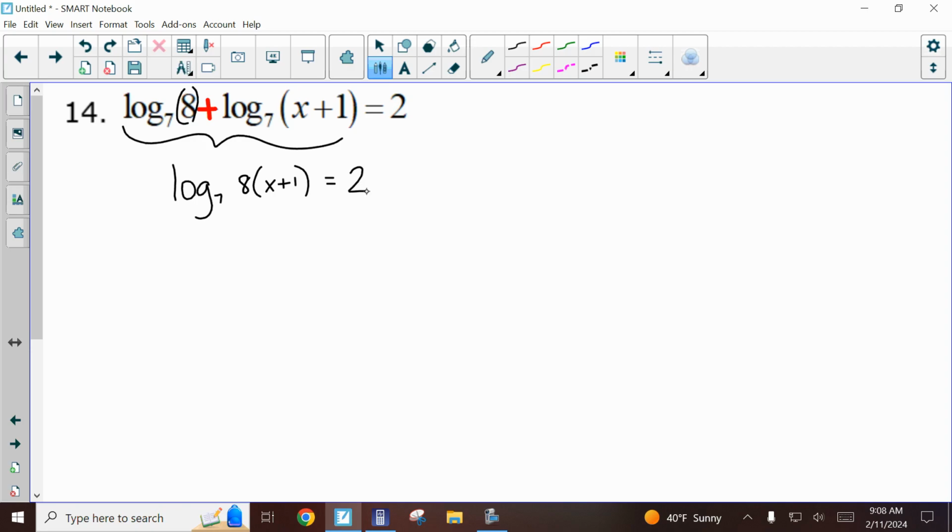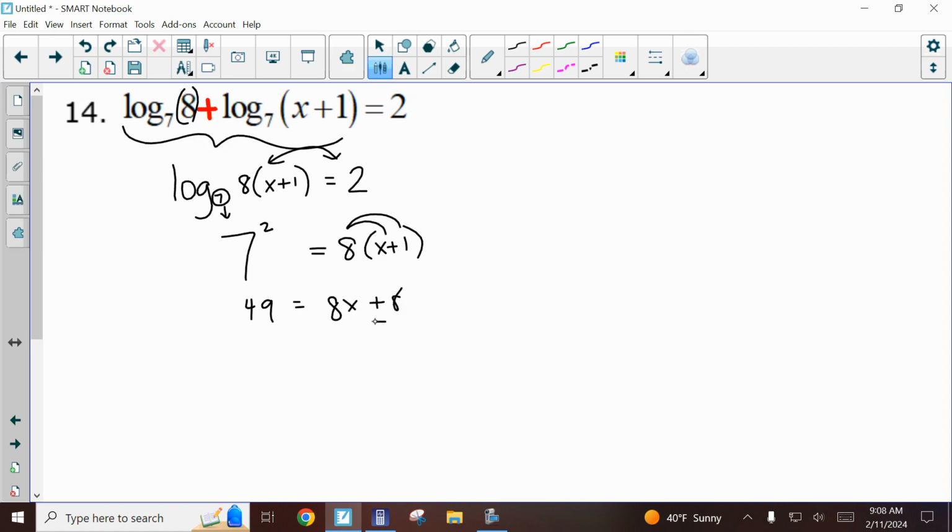And we can go ahead and convert. There's only one log, so anytime there's only one log, we convert. So this right here comes down. That's a 7. Then these 2 things trade spots. So 7 squared goes here, and then 8 and x plus 1 goes there. So this is 49. This is going to be 8x plus 8.